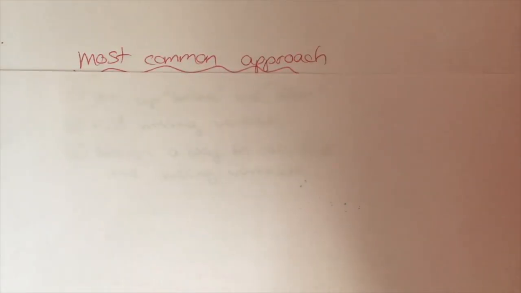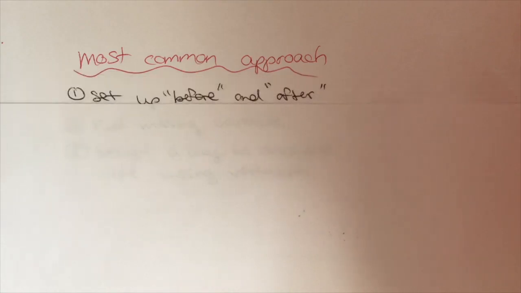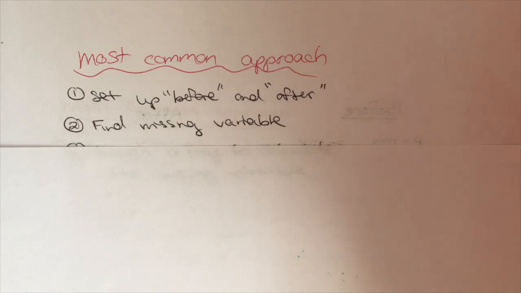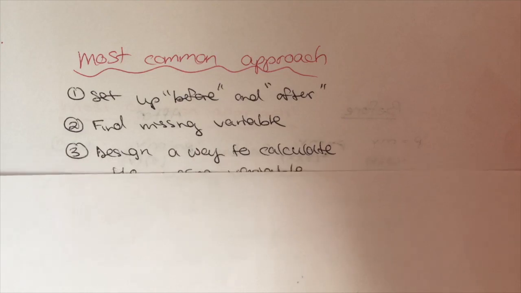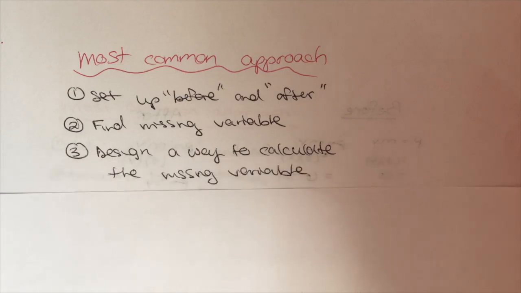The most common approach for experimental problems is to set up a before and after, like we talked about earlier in the video. Then you're going to find the missing variable. You're going to say initial momentum is equal to final momentum, what's missing? Experimental usually comes in because there's going to be more than one variable missing, so you can't exactly do the calculations. This will be like a free response or possibly even a multiple choice. So you're going to have to try to find one out of those 2 missing variables. One is usually going to be able to be calculated, and one is just going to be one that you're solving for. So you're going to have to design a way to calculate the missing variable.